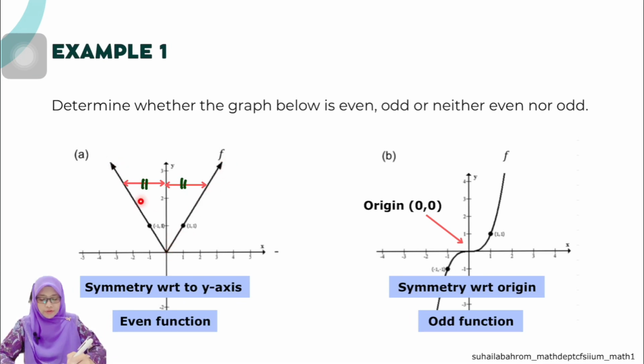If you look at this graph, it is symmetric with respect to the y-axis. Why? Because when you put a mirror on the y-axis, the two sides are reflected onto each other, and it shows that the distances between left and right are equal. So this graph is symmetric with respect to the y-axis. As a conclusion, this graph is an even function. For the second graph, it is symmetric with respect to the origin. When you put a mirror on the origin, the graph is reflected onto itself. Therefore, this graph is an odd function.